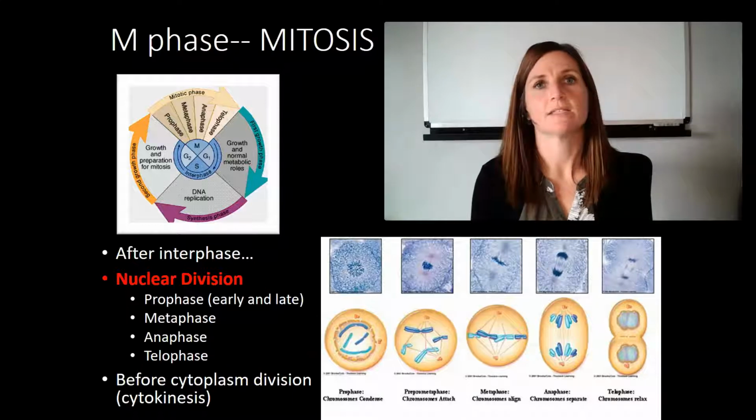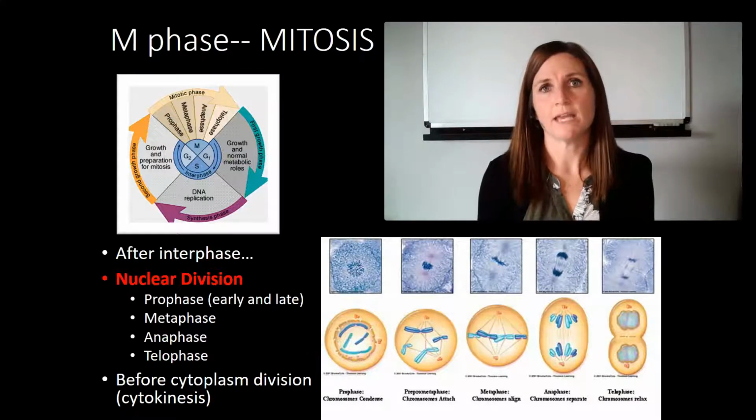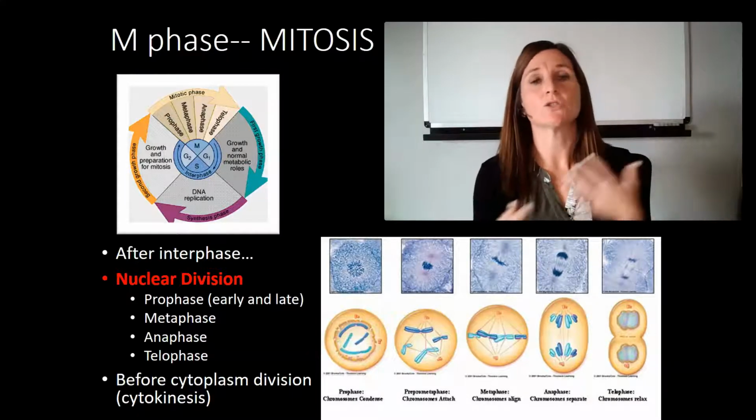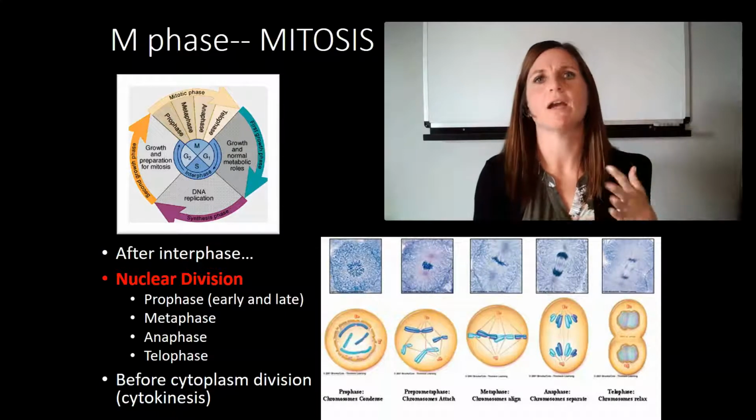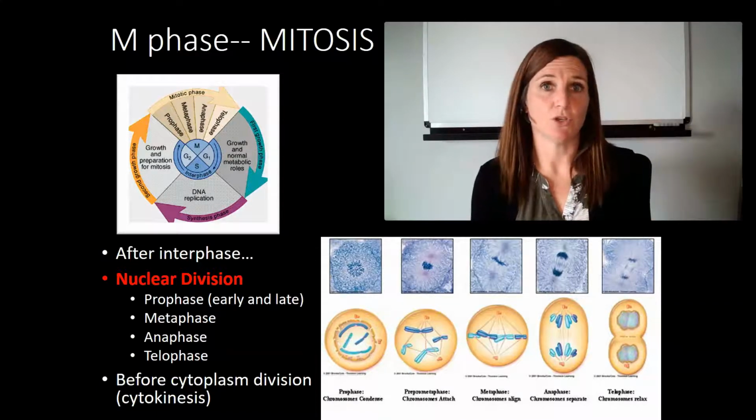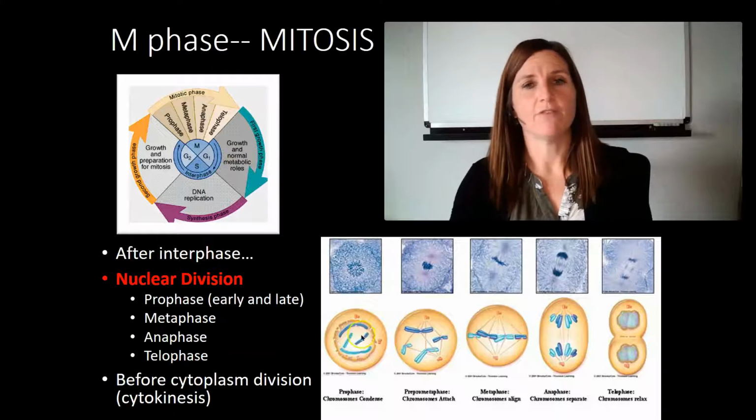After mitosis, then the cell divides up all of its cytoplasm and it reorganizes its Golgis and mitochondria, smooth ER, rough ER, and it separates them into the two daughter cells. The stages of mitosis are consistent.